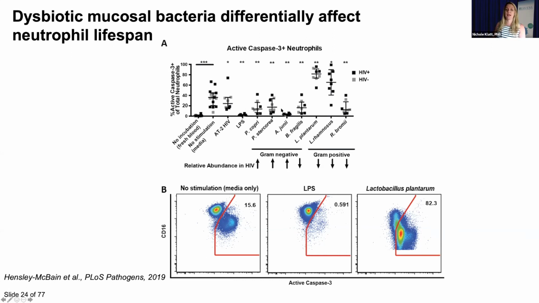But then when we look at these different bugs that are increased in HIV infection down here, they actually decrease apoptosis. So we saw this association in vivo and then went to the lab in vitro, and we can validate that we can actually induce this phenotype of long-lived neutrophils and decrease apoptosis by exposing them to bugs that are increased in HIV infection.